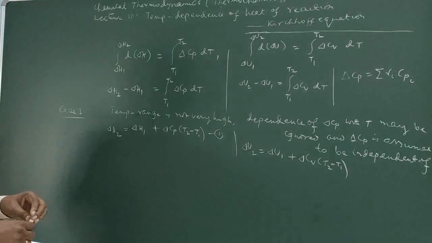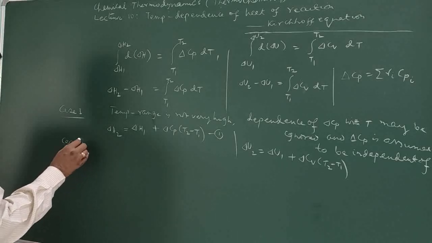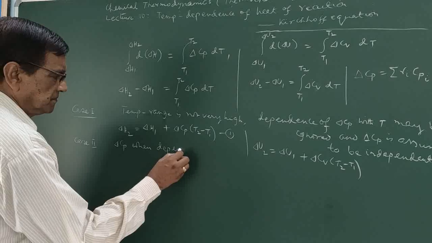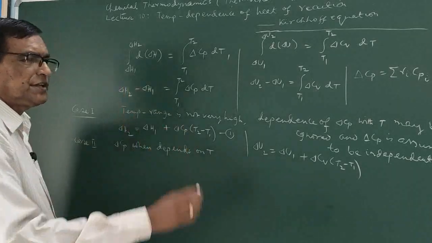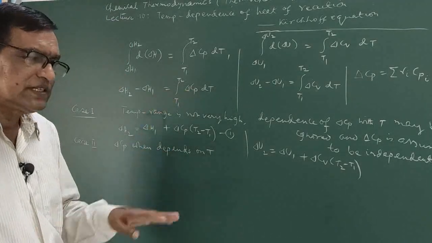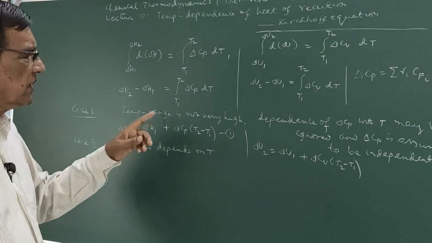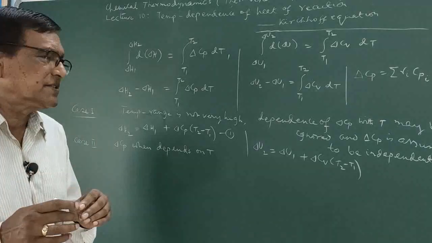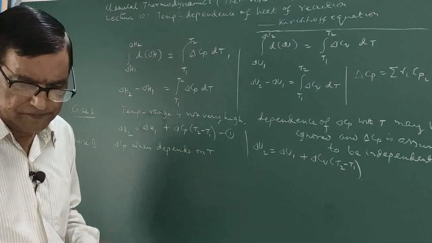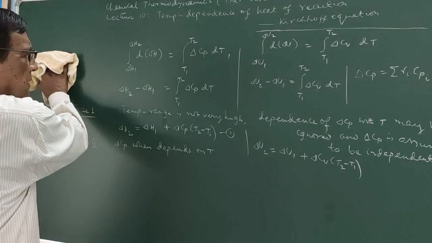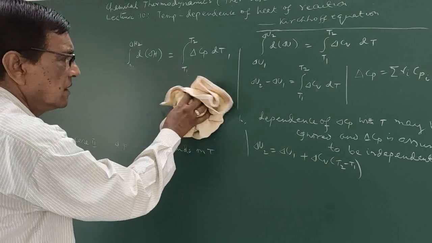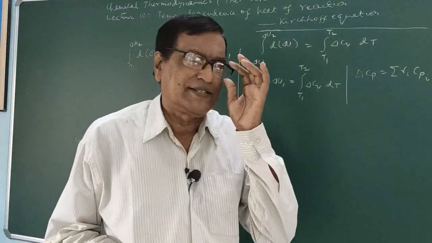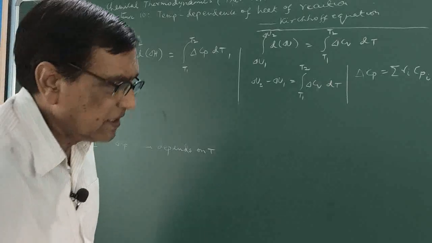But it becomes more complicated in case 2, when delta Cp depends on temperature T. These calculations, this integration, we can only do if we know how delta Cp depends on temperature. We should have a relation of delta Cp with temperature. If the relation is not known to us, then we can find it in a practical fashion.